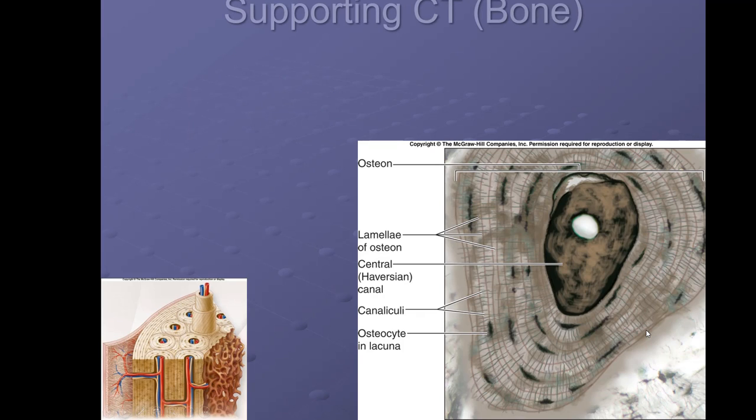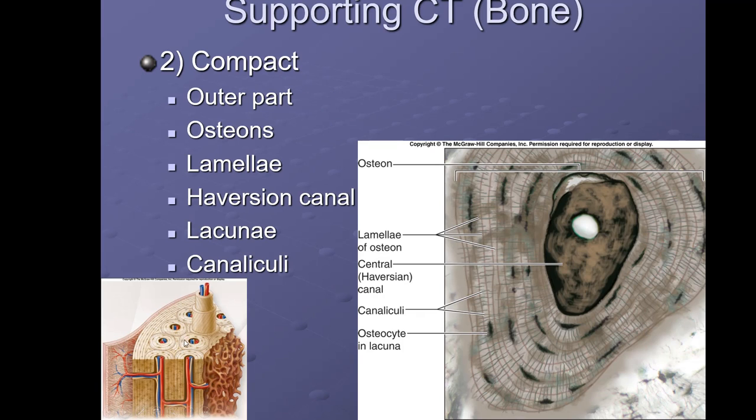And then compact bone looks like this, and we can zoom in on one of these things, and it looks like this. This is actually a microscope slide of compact bone. So it forms the outer part of most bones. The units that it's made up of, these round circles, are called osteons. And you can see there are concentric rings that make up the osteon. Those are called lamellae. And there are different types of lamellae. We'll get more into that when we do the bone chapter.